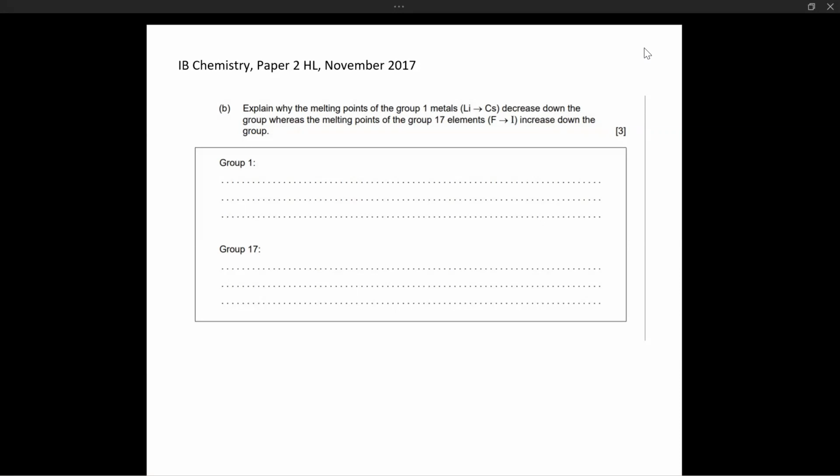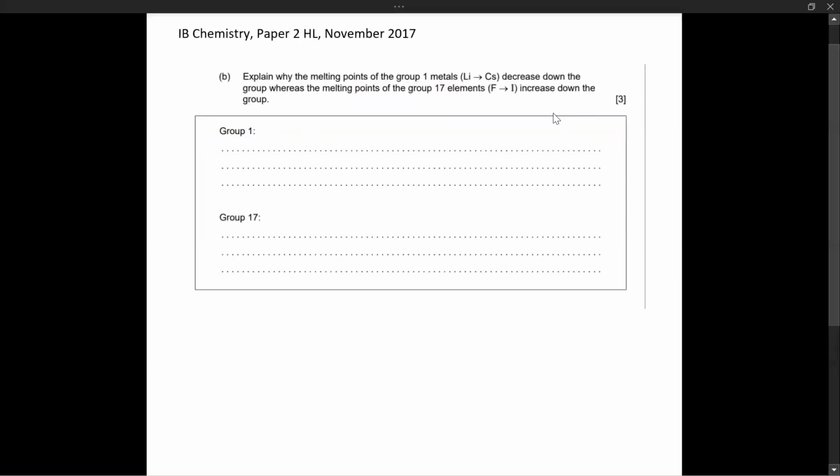Now, they've asked us, explain why the melting points of group 1 metals decrease down the group, whereas the melting points of group 17 elements increase down the group. So let me just draw what they mean.